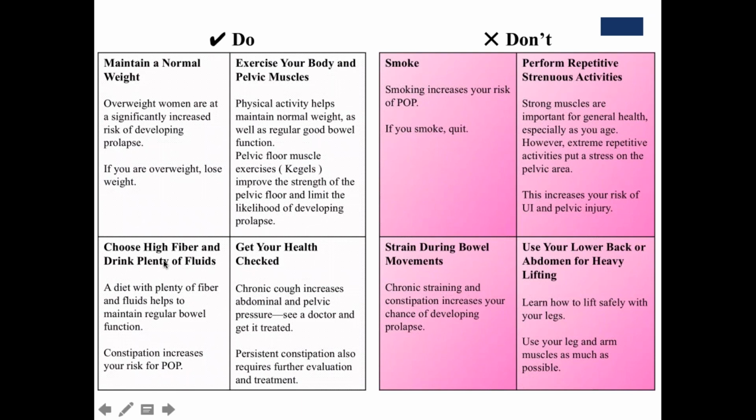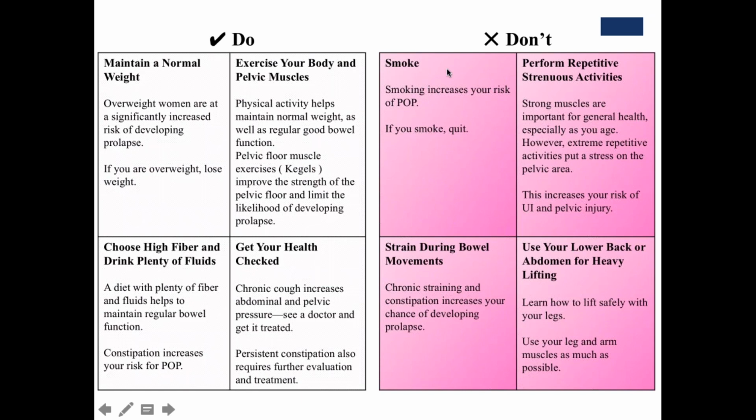Choose high fiber and drink plenty of fluids. We want to make sure that we have regular bowel function. So if we're frequently constipated, we have straining with defecation, which can be problematic. Get your health checked regularly. Chronic cough increases abdominal and pelvic pressure. Get it treated. Also, I'm going to add on here, do address low back pain, because chronic low back pain can lead to pelvic floor dysfunction. So really pay attention to those who are experiencing chronic low back pain.